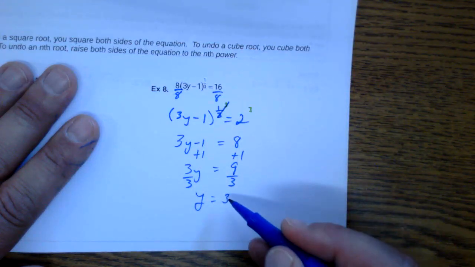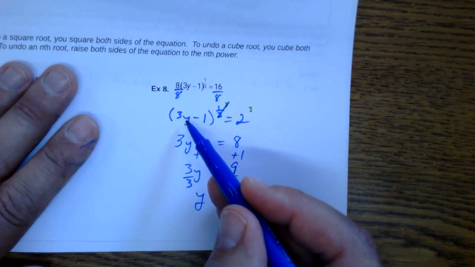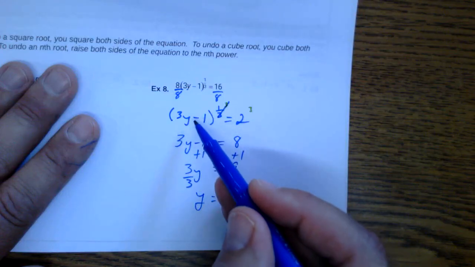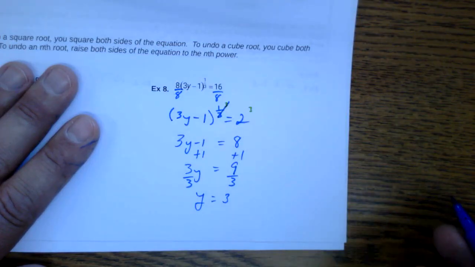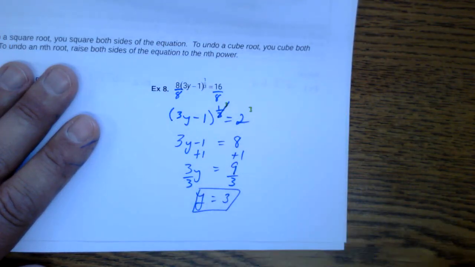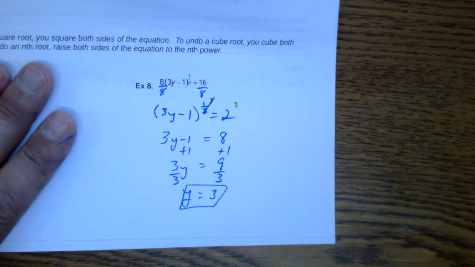The nice thing is I can go back and check it. I'll probably check it right here. 3 times 3 is 9. 9 minus 1 is 8. And 8 to the 1/3 or cube rooted is 2. It works out. Okay. All right, ladies and gentlemen, that is it for Unit 5.4.